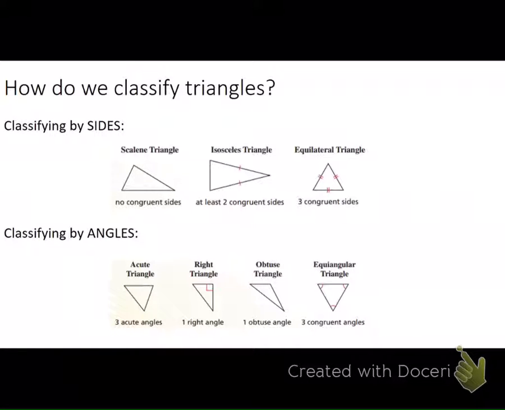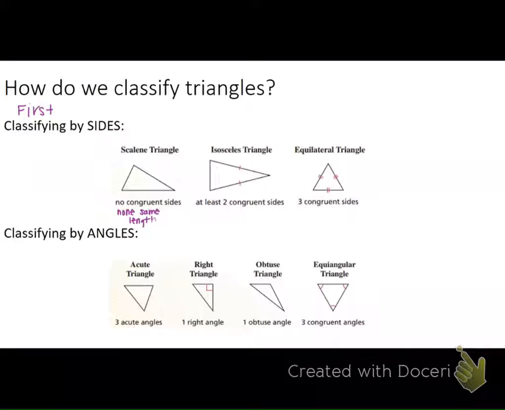All right, so how do you classify triangles? First, you classify by the sides. You classify a scalene if none of them are the same length. At least two congruent sides is an isosceles, so two sides the same length. And then three sides congruent means three sides the same length.